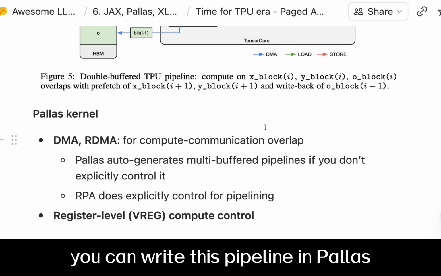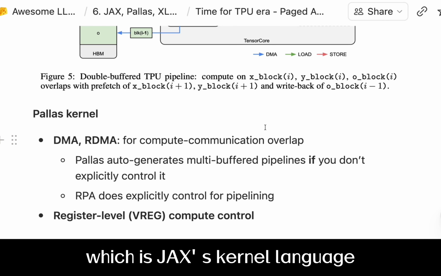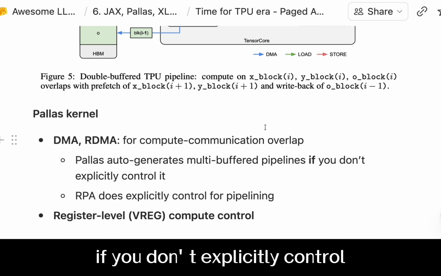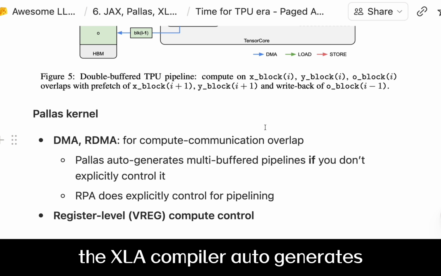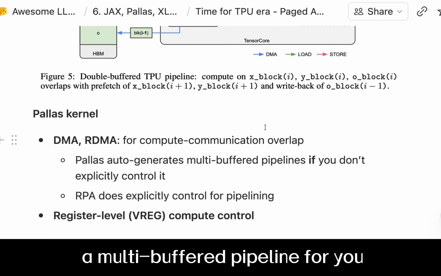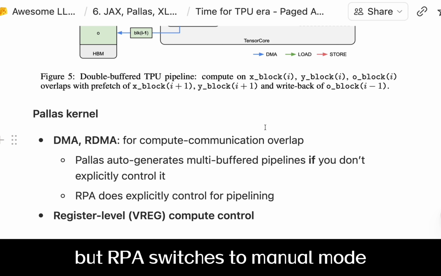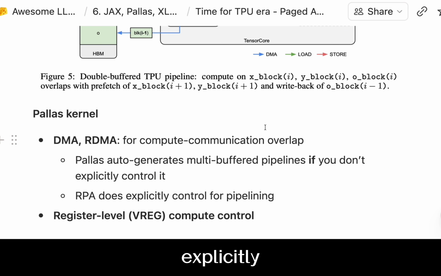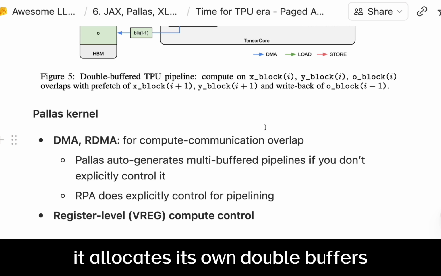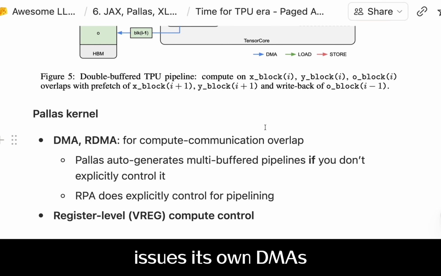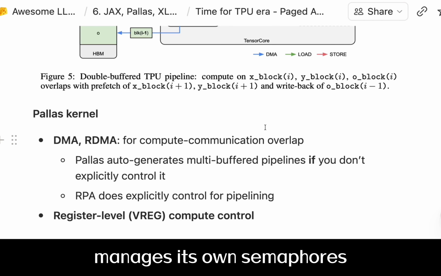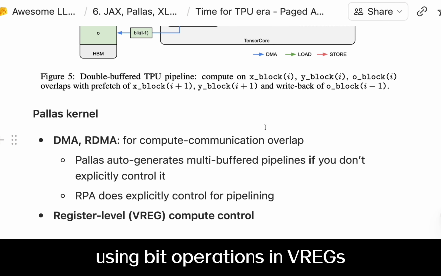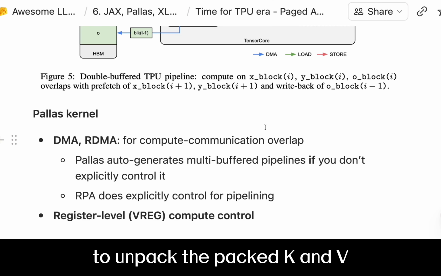You can write this pipeline in Pallas, which is the JAX kernel language. Think of it as Triton for TPUs. Pallas has a nice default. If you don't explicitly control, the XLA compiler auto-generates a multi-buffered pipeline for you. But RPA switches to manual mode and takes over the entire pipeline explicitly. It allocates its own double buffer in VMEM, issues its own DMAs, manages its own semaphores, and goes all the way down to the register level, using bit operations in VREGs to unpack and pack K and V.